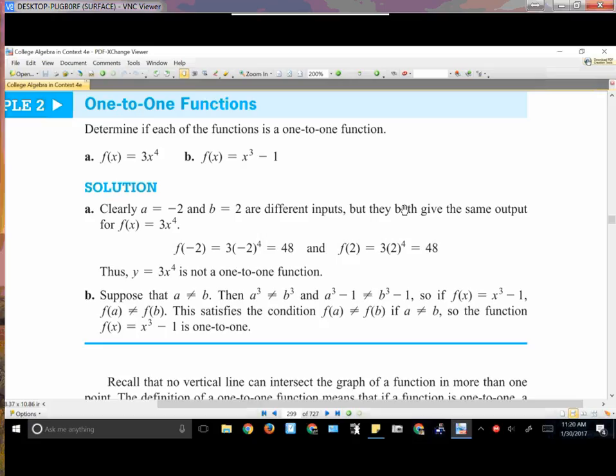Right? So let's take a look at B. This is the same thing. If I put in 1, 1 to the third power is 1. What's 1 minus 1? 0. So if I put in 1, will I always get 0 out? Yes, no, maybe so.